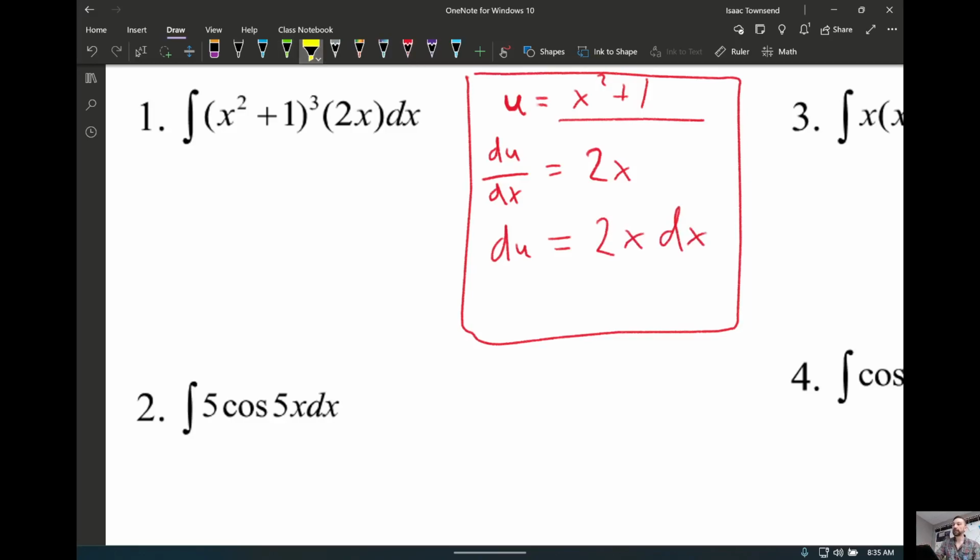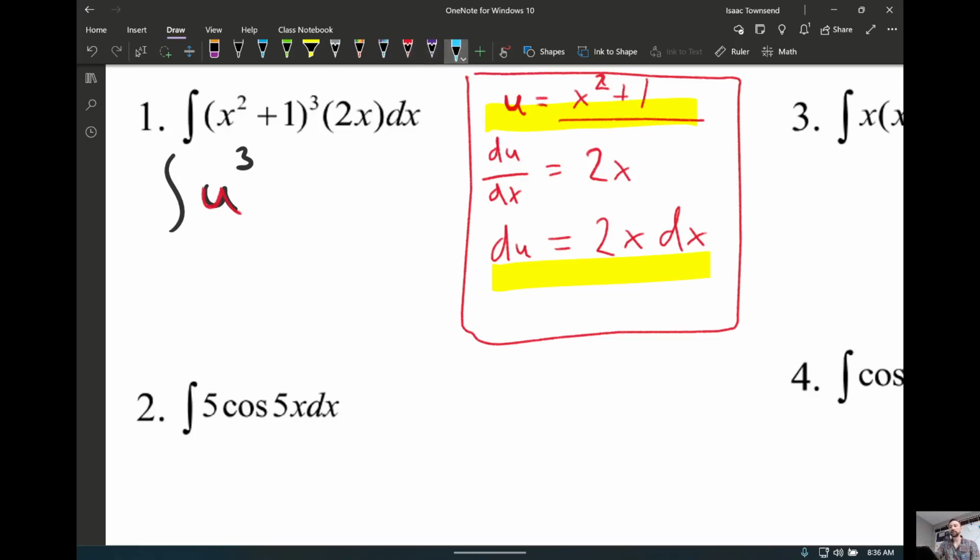So I have made a guess about what u is, and by taking the derivative of both sides and solving for du, I have what I think du is, and we use these as like puzzle pieces. We're going to try to rewrite this question using this stuff instead of x's. So instead of saying x squared plus 1 cubed, I'm going to say u cubed, because that's how I defined u, as the x squared plus 1.